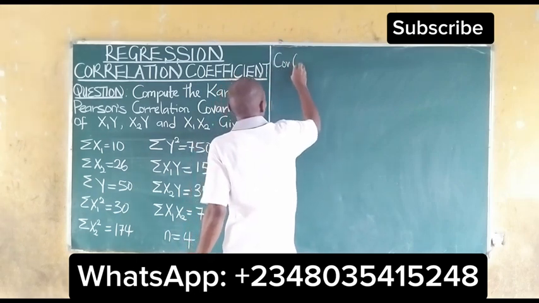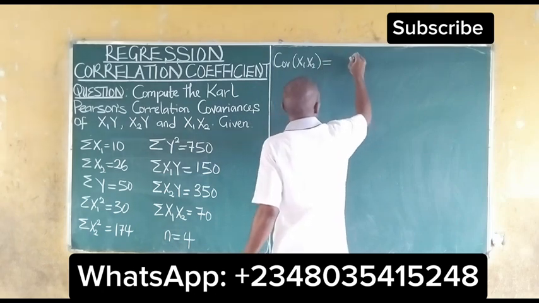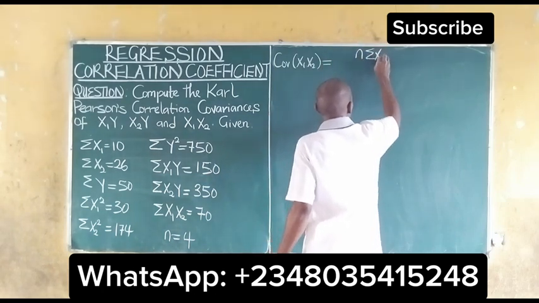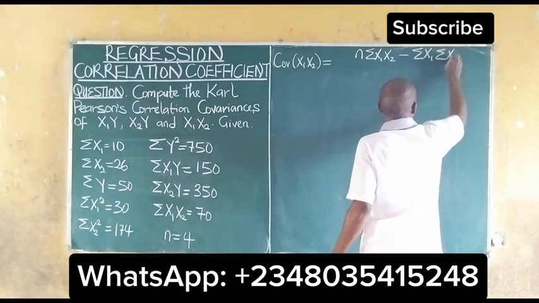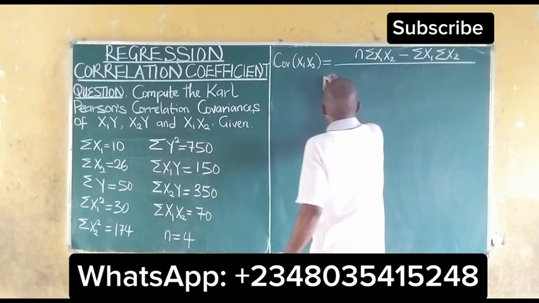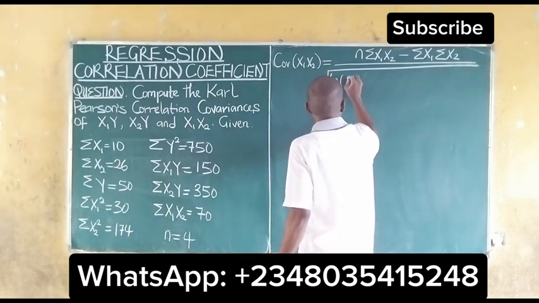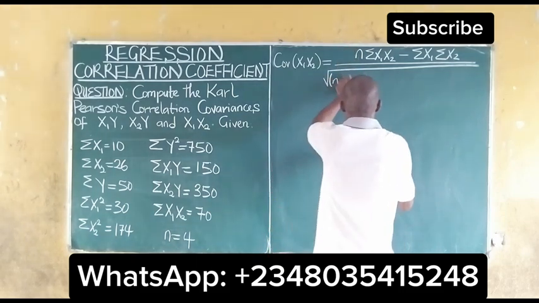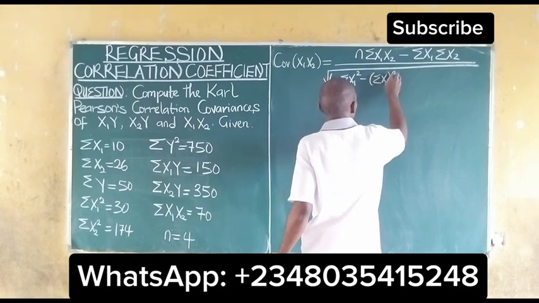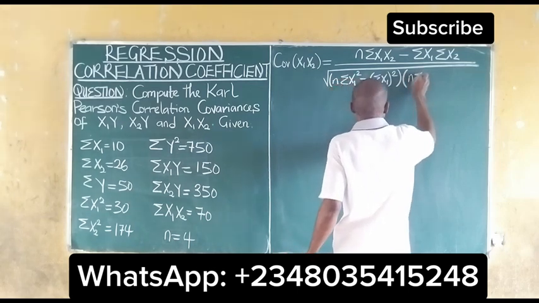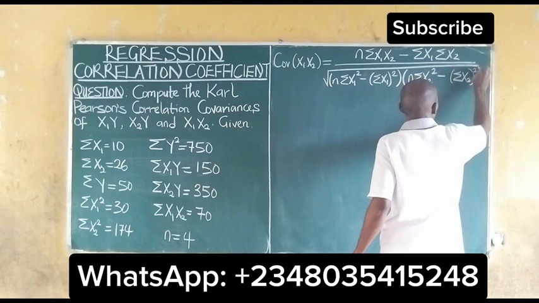So the covariance of x1, x2 is equal to n summation x1x2 minus summation of x1 summation of x2, all over the square root of n summation x1 squared minus summation of x1 all squared, into n summation x2 squared minus summation of x2 all squared.